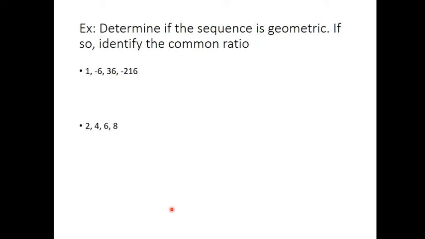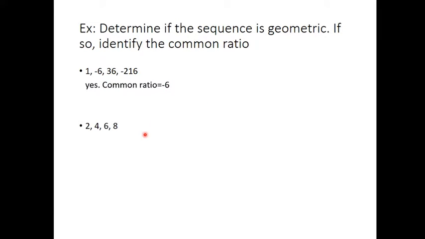So let's look at this one here. We have to determine if the sequence is geometric. If it is, we have to identify the common ratio. So if you look at the first one, this one is going to be a geometric because we have a common ratio of, I'm sorry, the common ratio is negative 6.